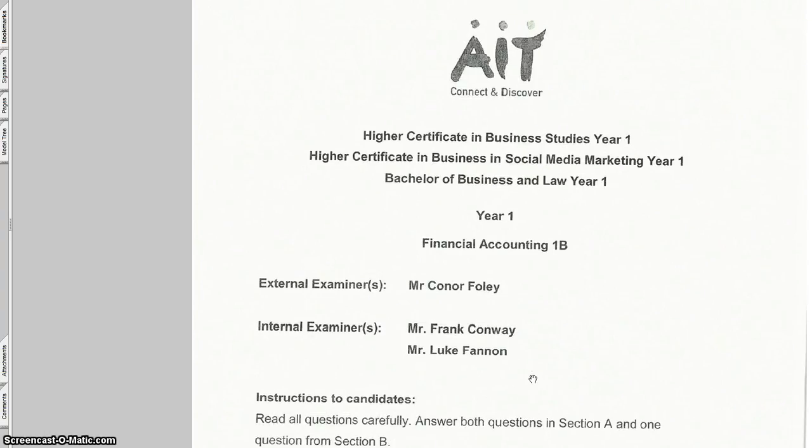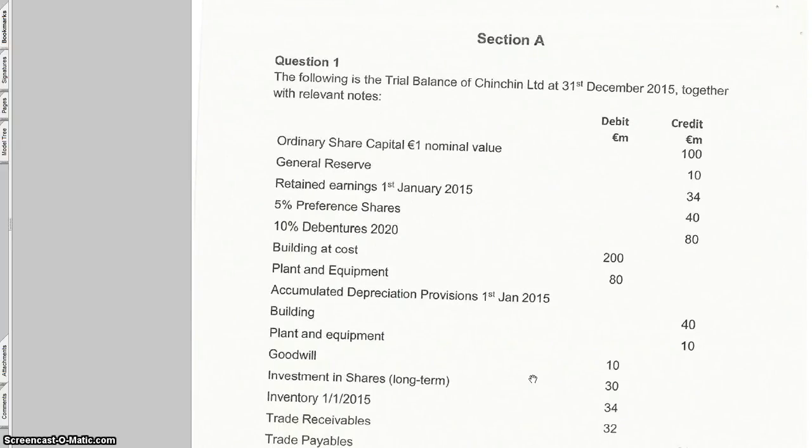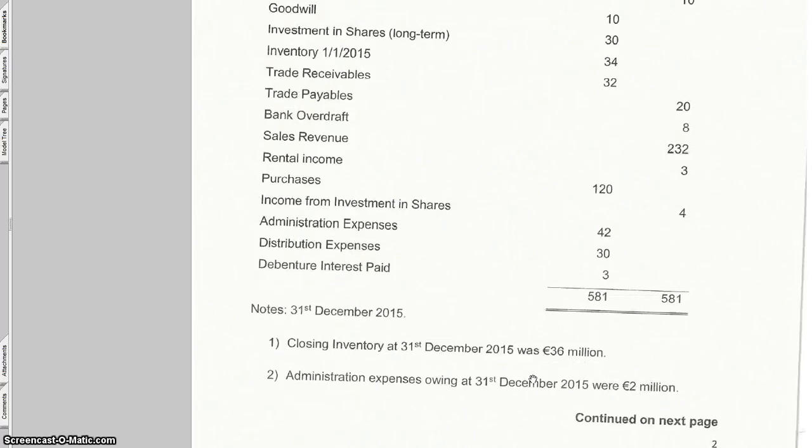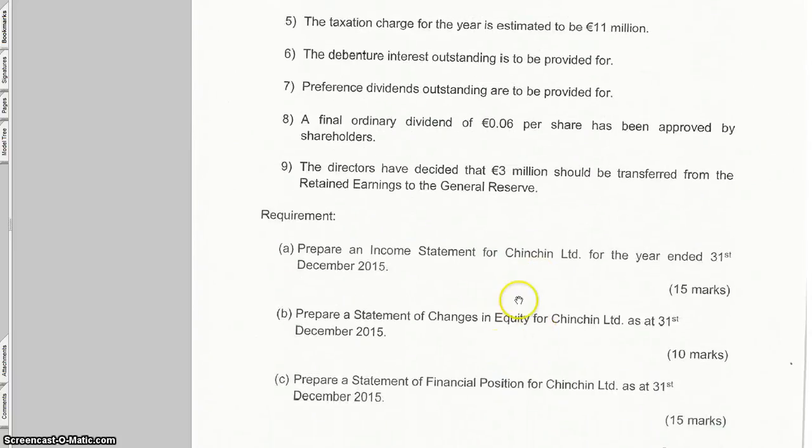Question 1 gives you a set of accounts in the form of a trial balance. It also gives you notes, and then asks you to prepare the following statements. In this screencast we're just going to look at preparing the income statement, and then there'll be a separate screencast on part B and part C.